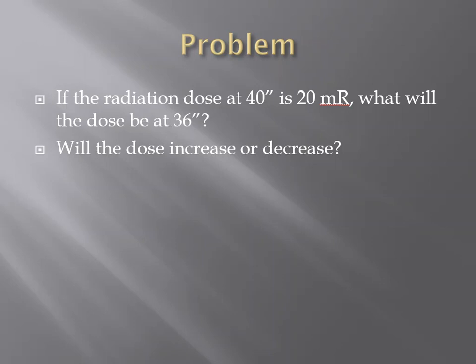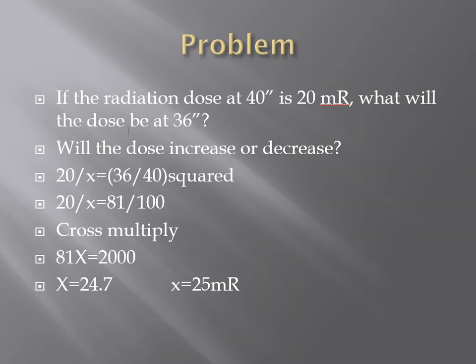And the first thing you need to ask yourself is, is my dose going to increase or is it going to decrease? Well, since we're decreasing distance and we're looking for dose, the closer you get to the source of the radiation, the more dose you're going to receive. So it's going to be more than 20. If you work the problem and you get something smaller than 20, you know you did something wrong. You probably used the wrong formula.